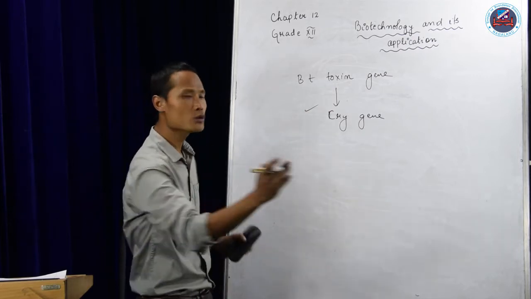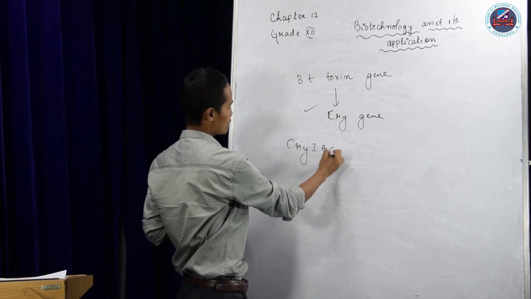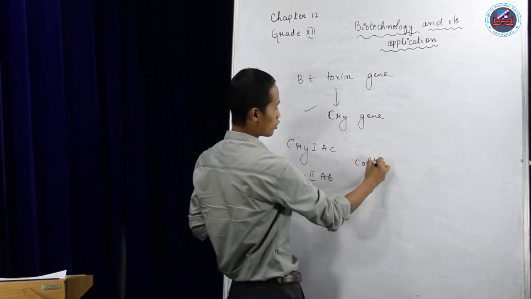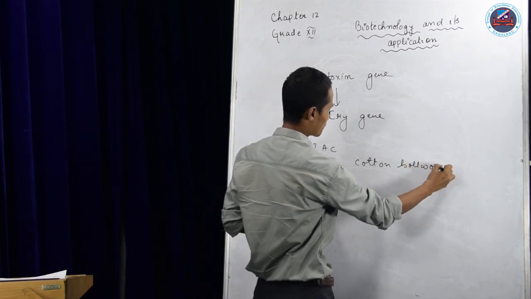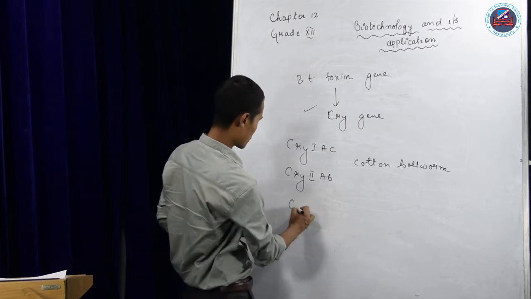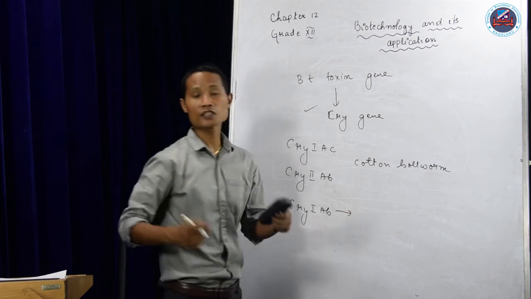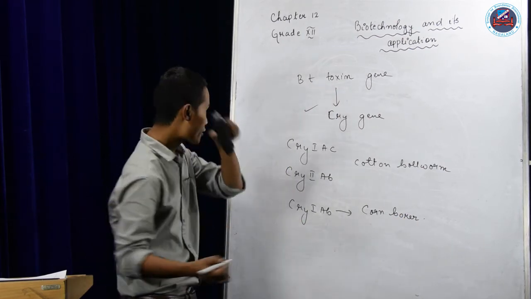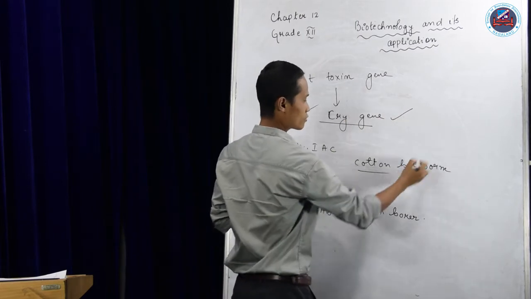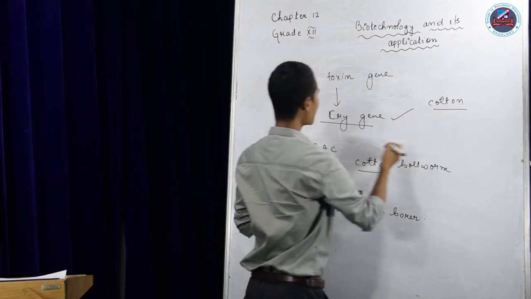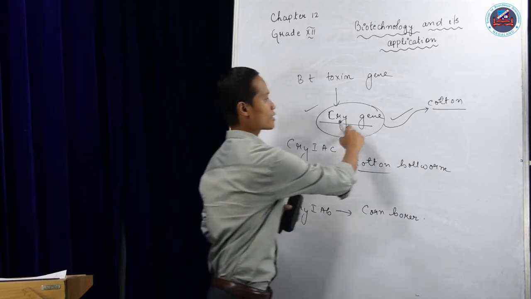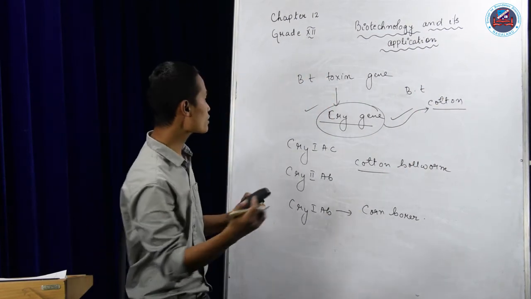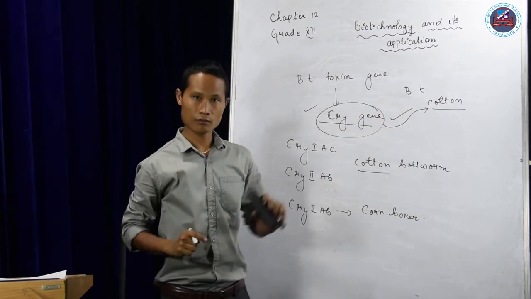So for cotton bollworm, we have Cry1Ac and Cry2Ab. Likewise we have Cry1Ab, which is for corn borer. So if the cry gene is introduced in cotton, where there is a cotton bollworm, in a cotton plant, it means that Bt cotton is a genetically modified plant. You have introduced a gene that will fight against the insect that destroys the cotton plant.